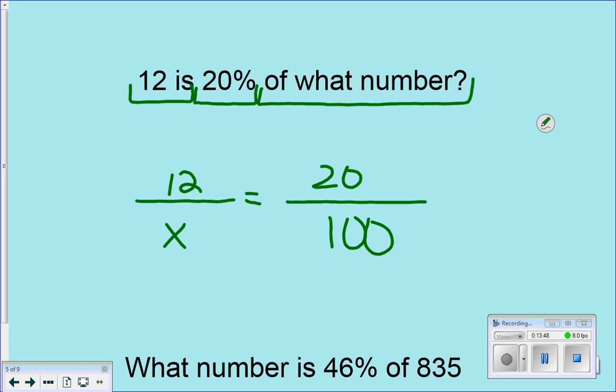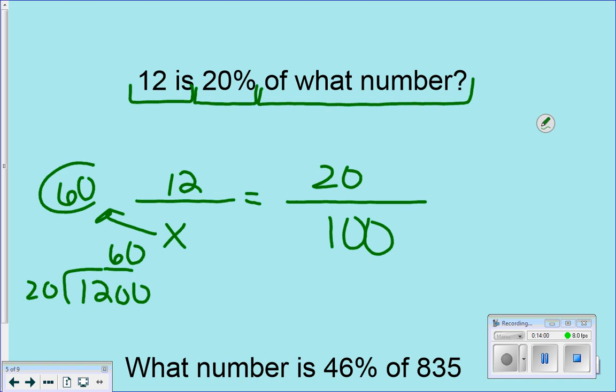Let's see. I get 1200, divide by 20, 60. I feel like 60 is the answer. 60? Okay. So 60 should be my answer. So do you understand that 12 is 20% of 60? You understand that part? Okay.